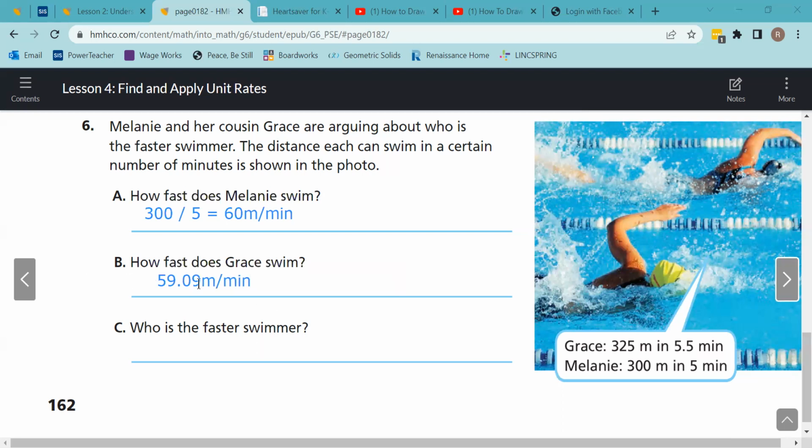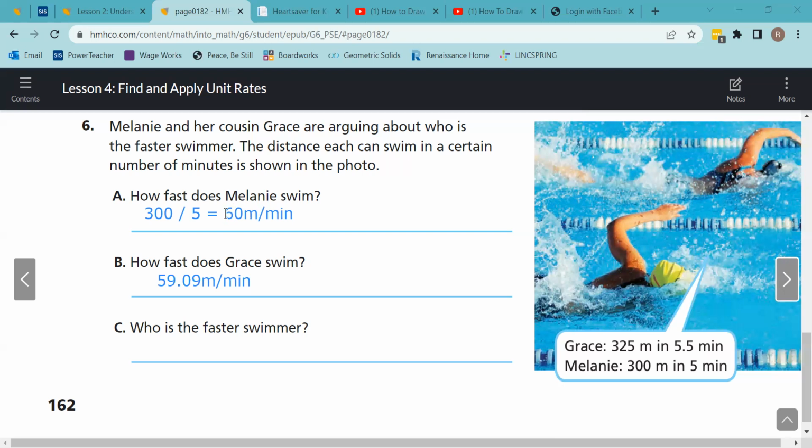Who is the faster swimmer? Oh my goodness. They're essentially just 1 meter, excuse me. They're essentially 1 meter off. So, oh, you guys, I was focused on their time and not their distance.